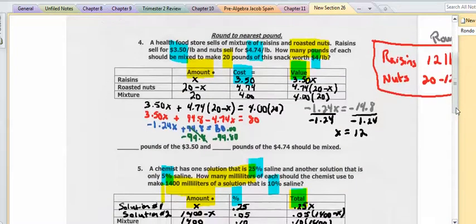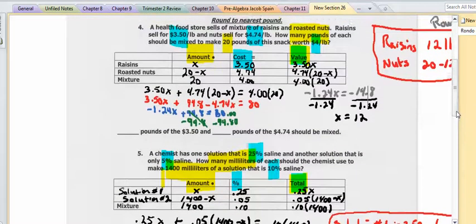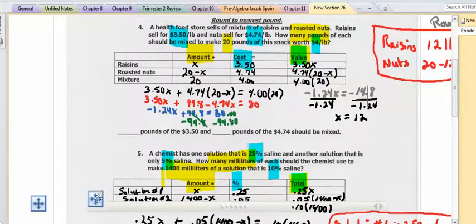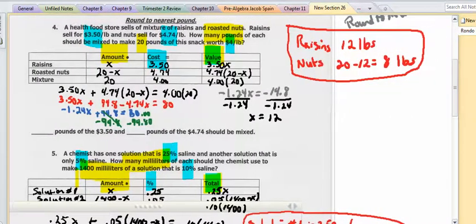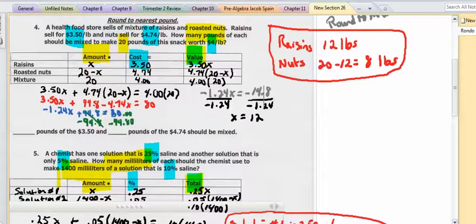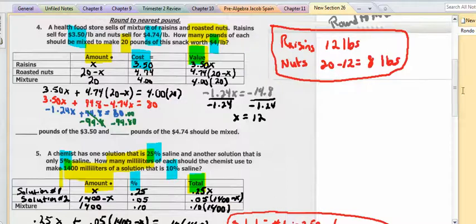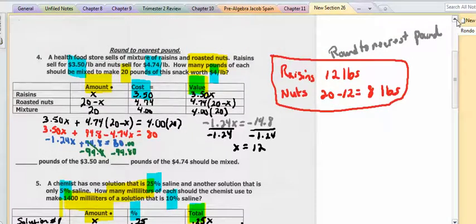Okay, here's number 4. And again, you can stop it, look at the work, and check your answers. So I filled in my charts. It says round to the nearest pound, because when you do this, you're going to get some decimals, so round them to the nearest pound. So I needed 12 pounds of raisins, and then 20 minus 12 is 8 pounds of roasted nuts.